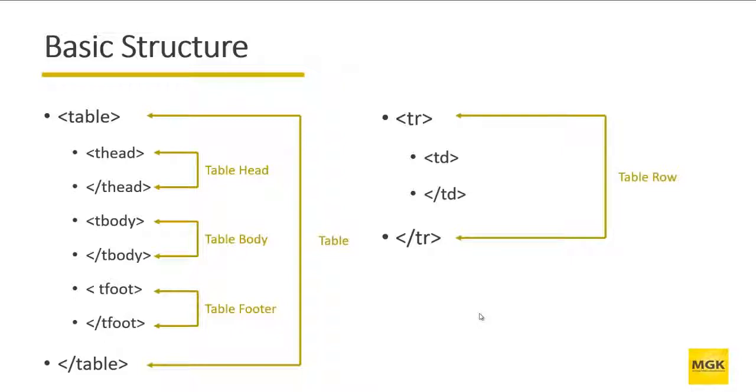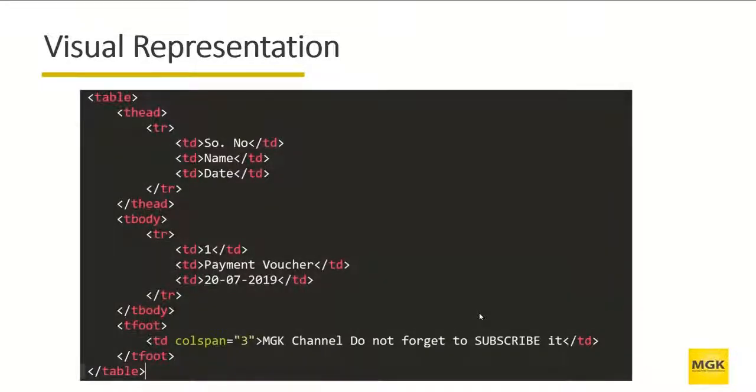Whenever I have to create a row in a table, I will use these TR tags. In a TR we may have many columns, and a column is represented by table data. So whenever I have to create a table data, I will use the TD tag. So let's see a visual representation of a table, how my table will look like. This is the visual representation. So let's move on to practice.